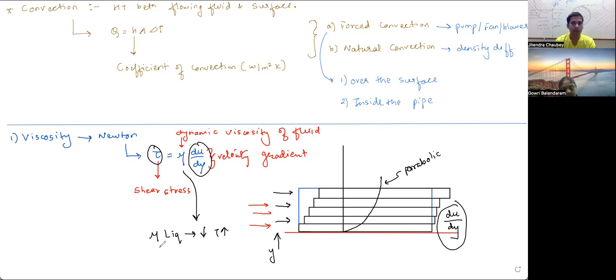And mu for gases, on the contrary, increases with the increase in temperature. Because the randomness increases, the kinetic energy increases, so the molecules bang into the surface at a higher velocity. Because of that, with the increase in temperature, the viscosity of gases increases. So this was about viscosity. Then there are some other parameters like kinematic viscosity. Have you heard of this parameter?